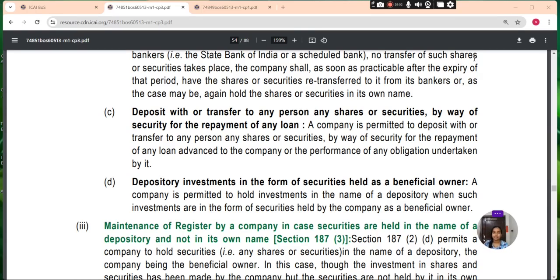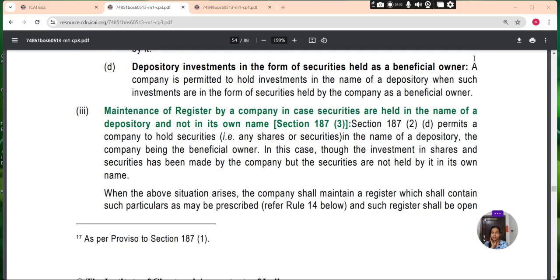Then comes the maintenance of register by a company in a case where securities are held in the name of a depository and not in its own name. Section 187 permits a company to hold security, that is, any share or security, in the name of a depository, the company being the beneficial owner. In this case, though the investment in shares and security has been made by the company, the securities are not held in its own name.